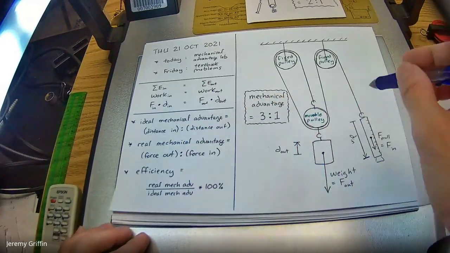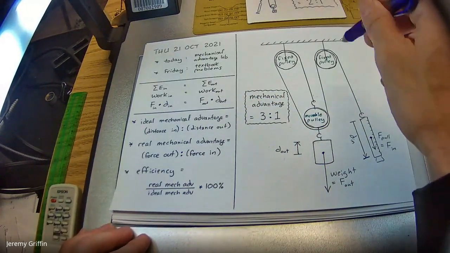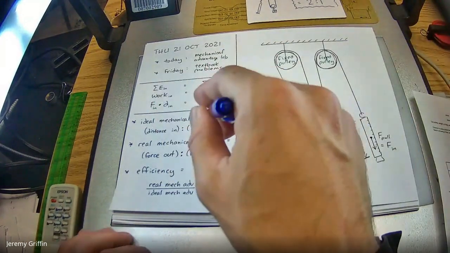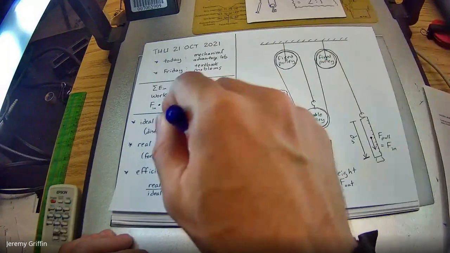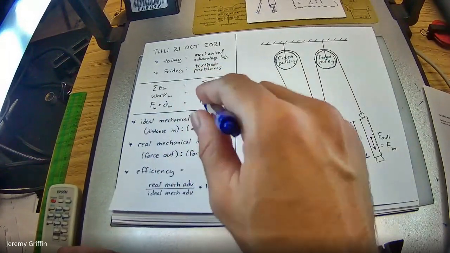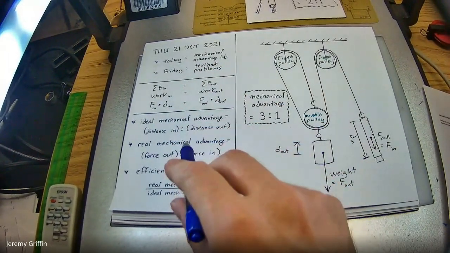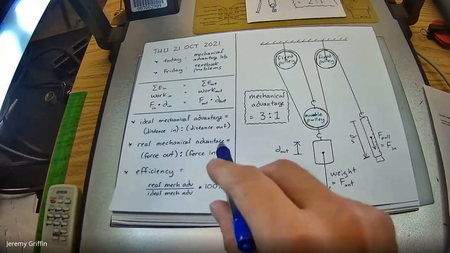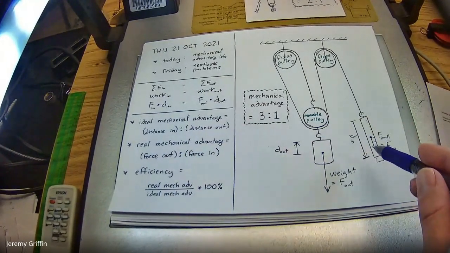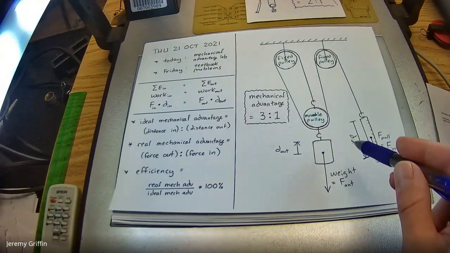And so just by measuring length of string, maybe in centimeters, right? And then ratio of those might be, like this system would be a 3-to-1 mechanical advantage, and you could determine that from the ratios of those distances maybe. But then there's the actual mechanical advantage, the real mechanical advantage, which is the ratios of the forces. So force out versus force in, which should also be the same ratio.